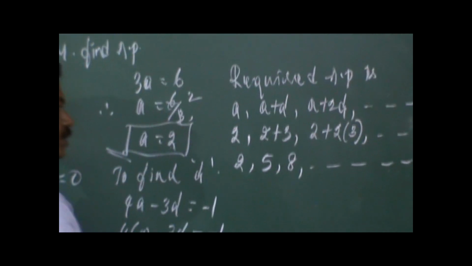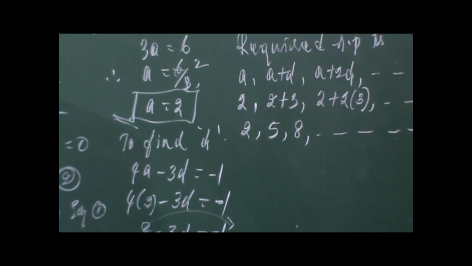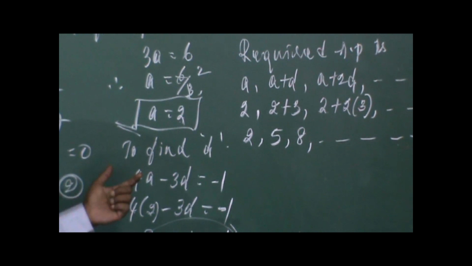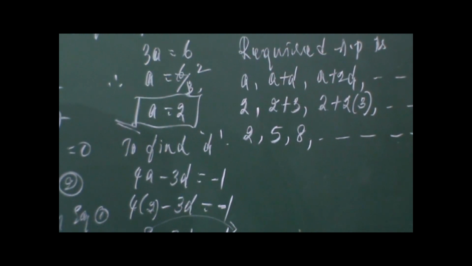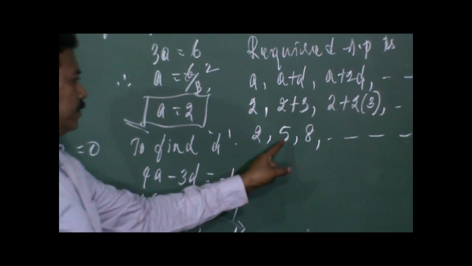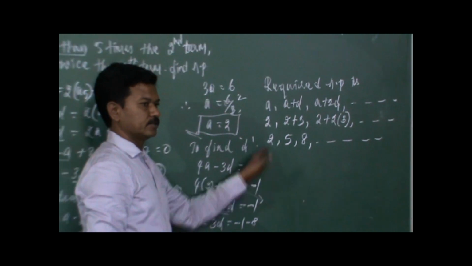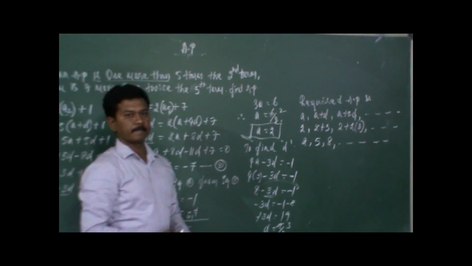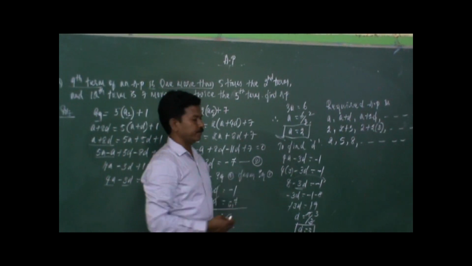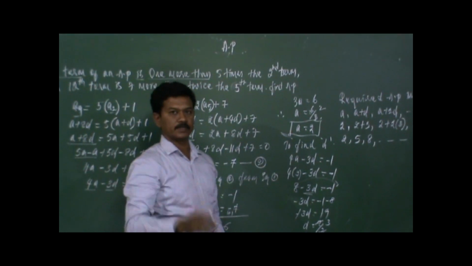So how to check whether the answer we have got, the sequence we have got, is an AP or not? Check out a2 minus a1, 5 minus 2 is 3. 8 minus 5 is 3 again. So therefore the sequence you have got is an AP. So this problem will be for 3 or 4 marks in your examination.